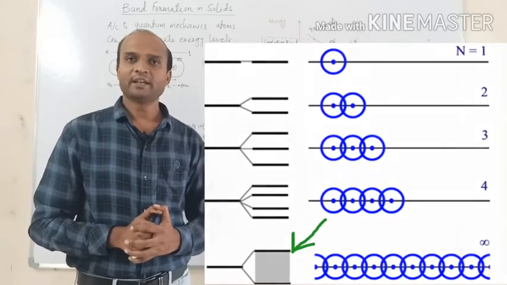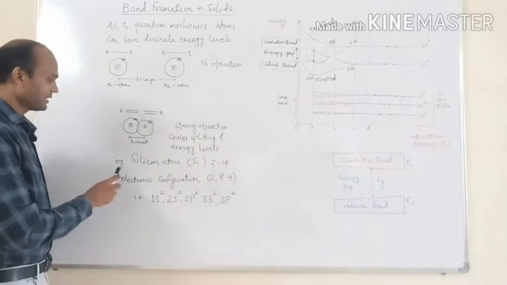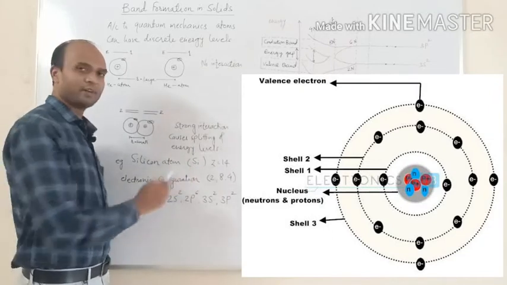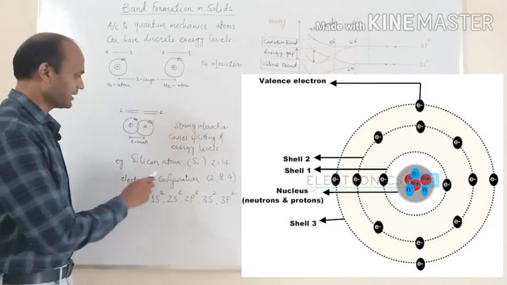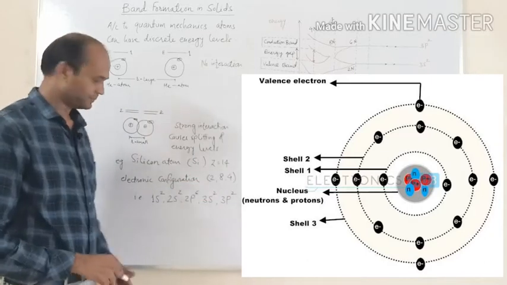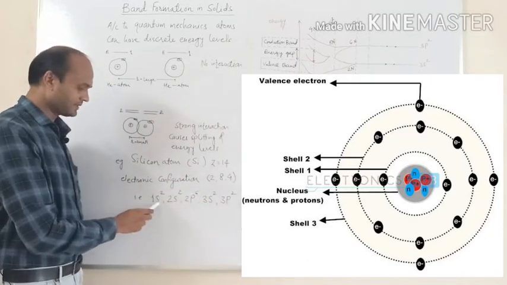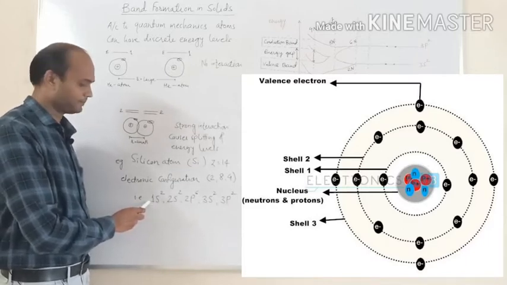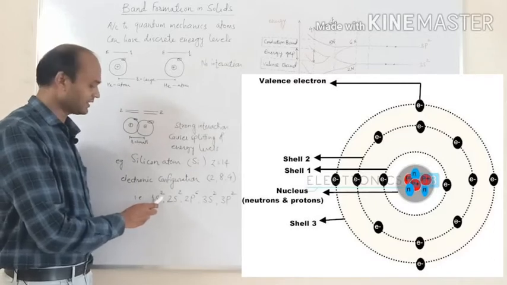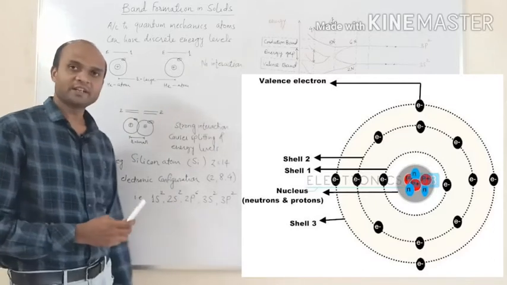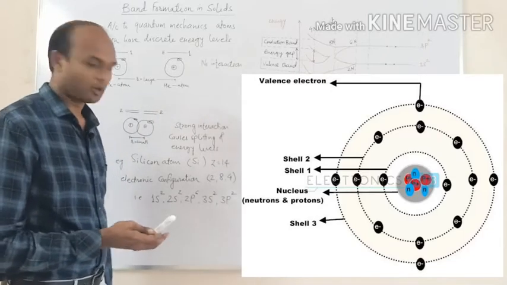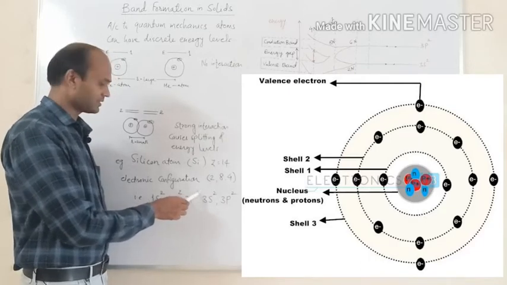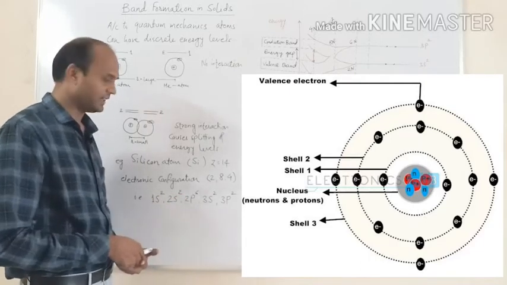Again, let me take one example of how the band formation takes place. Consider an example of a silicon atom. Silicon, whose atomic number is 14, and therefore its electronic configuration is 2, 8, 4. Now here it can be shown like this: 1s2. So the first orbit, that is the K shell, and its subshell is s, contains 2 electrons. The second orbit has 2 suborbits or orbitals, that is s and p. So s will contain 2 and p will contain 6. So the total second orbit contains 8 electrons.